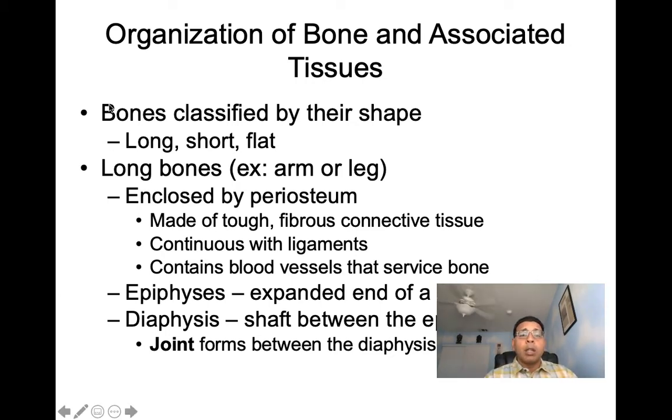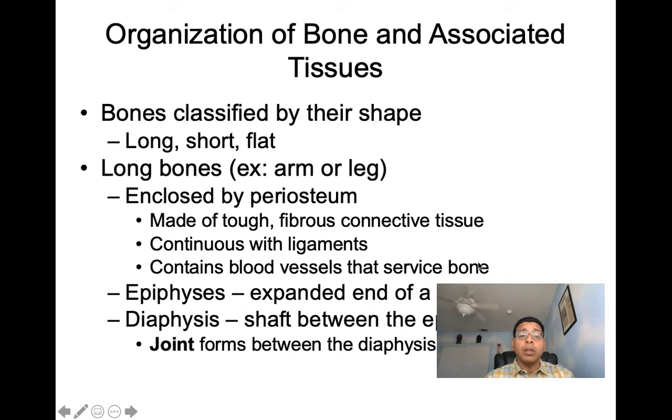Now, long bones are going to be bones of the arms and the legs, and these bones are going to be enclosed by a periosteum, as we mentioned. This periosteum is made of tough, fibrous connective tissue. It's going to be continuous with the ligaments, and it's going to contain blood vessels. It'll have openings that are going to allow blood vessels to make their way in.